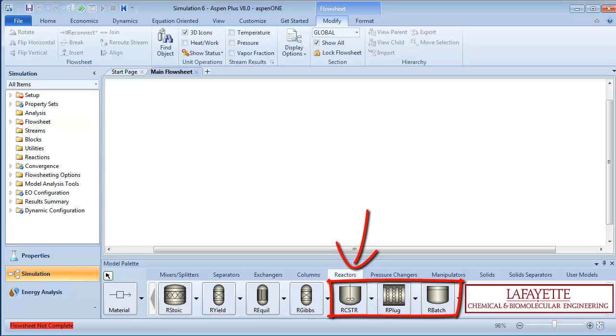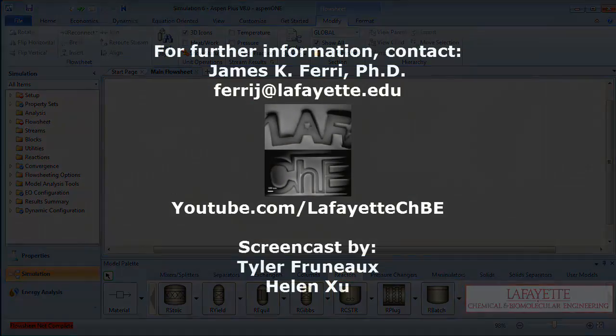RCSTR models a continuously stirred tank reactor and can have multiple inlets in different phase outlet streams. R-plug models a plug flow reactor, or PFR, of which the length and diameter need to be specified. R-batch can model batch processes in which the cycle time is known. R-batch models can work in conjunction with holding tanks to model continuous processes.